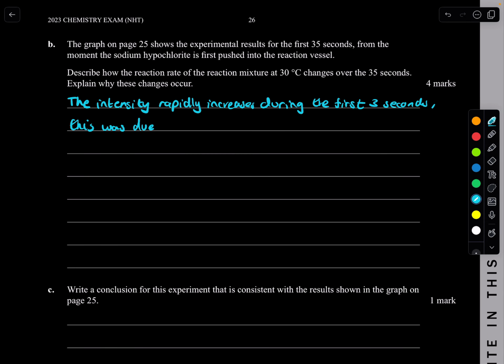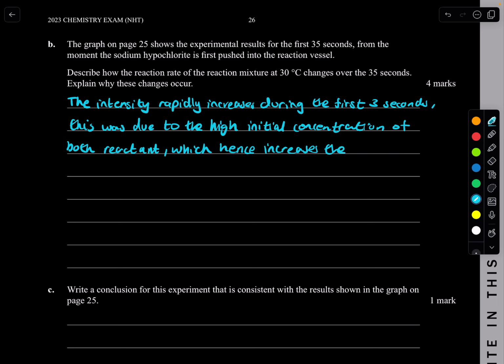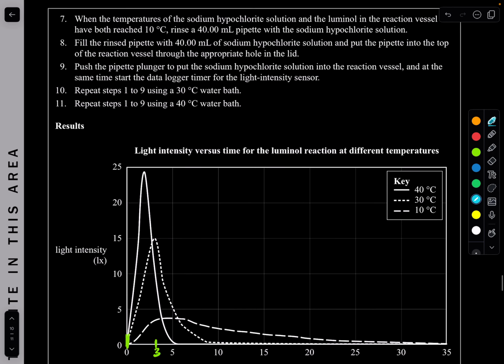This is due to the high initial concentrations of both reactants, which hence increases the reaction rate, as luminol is oxidized by sodium hypochlorite.